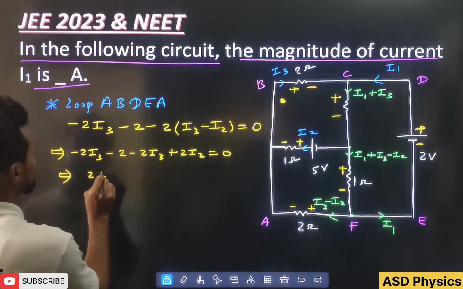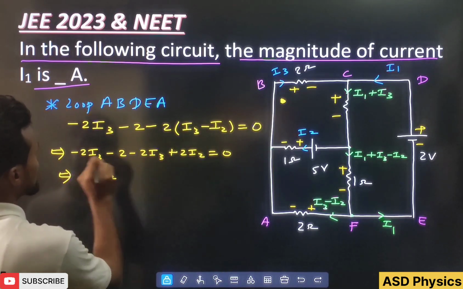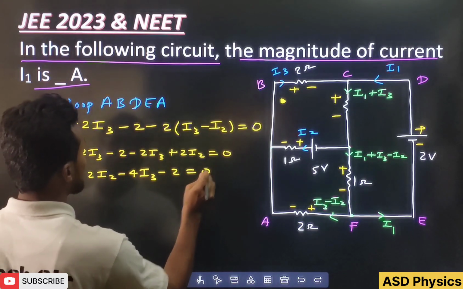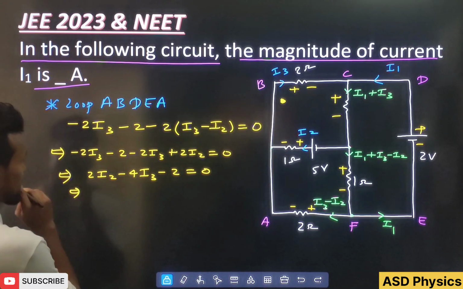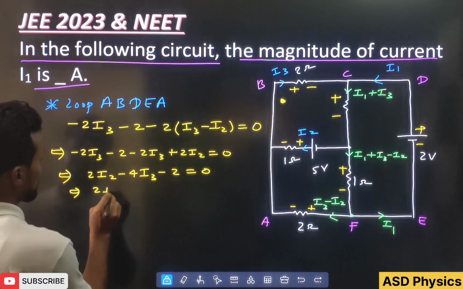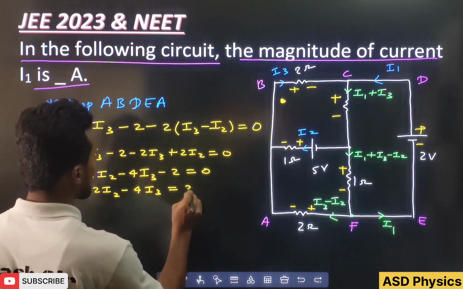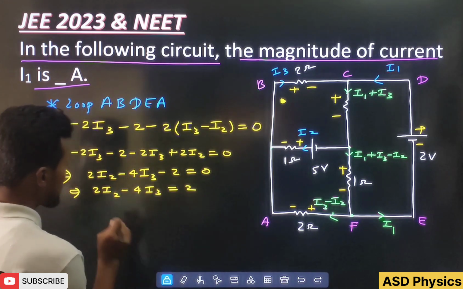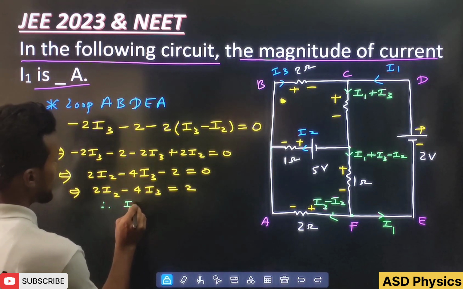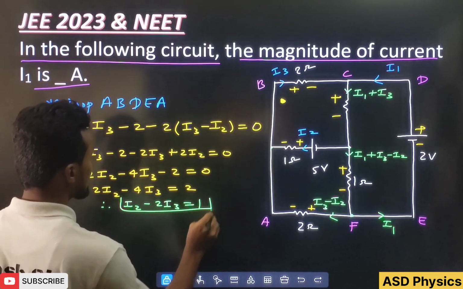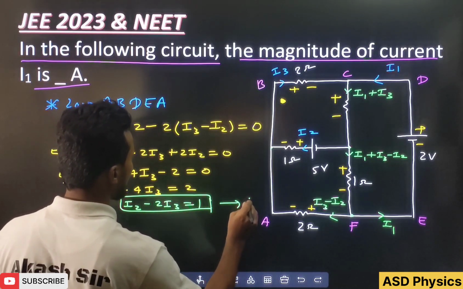Okay, students. So now what will happen here? 2I2, and here minus 2I3 means minus 4I3, minus 2 equal to 0. Okay. Now if we simplify this somewhat, see here, 2I2 minus 4I3 is equal to 2. Now if we divide both sides by 2, I2 minus 2I3 is equal to 1. So this one we have got here is equation 1.